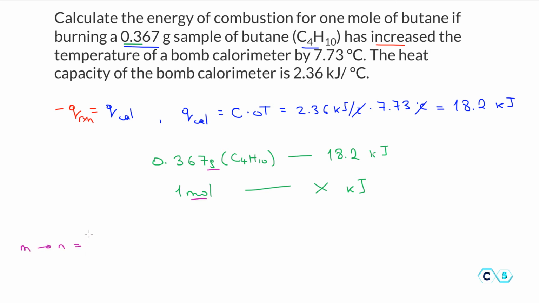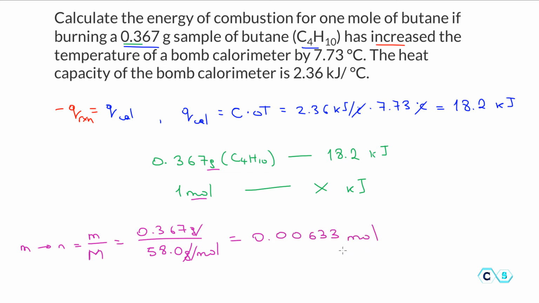So here the moles are equal to the mass divided by the molar mass, and we have 0.367 divided by 58.0 grams per mole. So we have 0.00633 moles. That's how many moles we have. So we're going to get rid of the grams here because we're going to compare the moles. So 0.00633 moles is producing 18.2 kilojoules. Okay, that's the heat here that we determined.